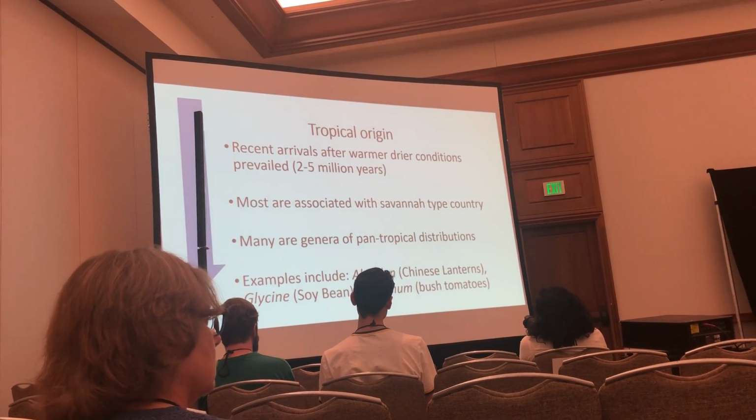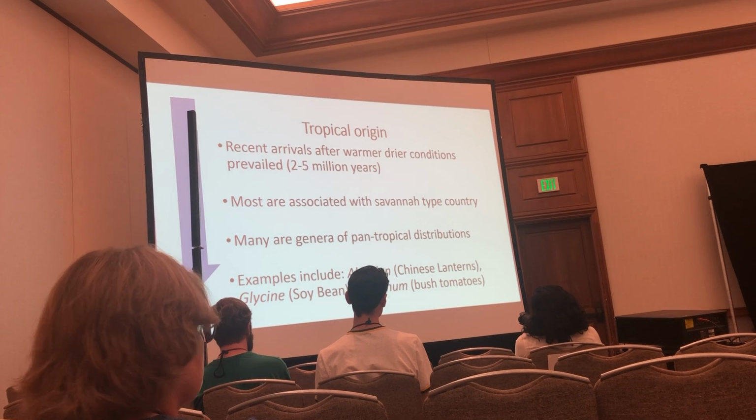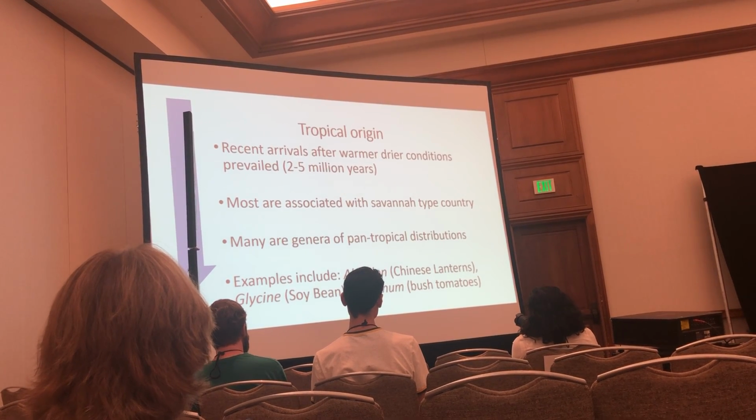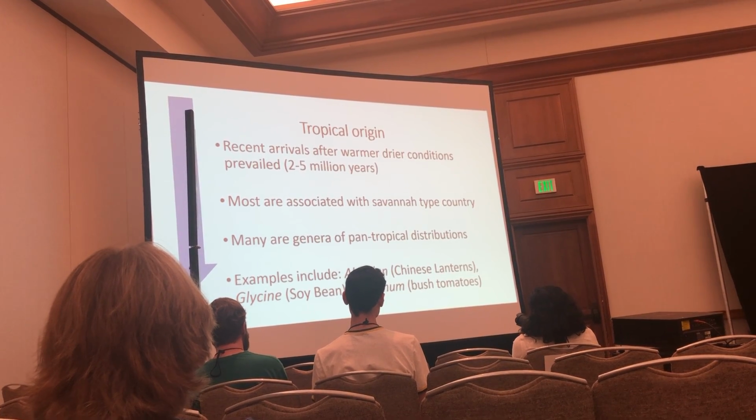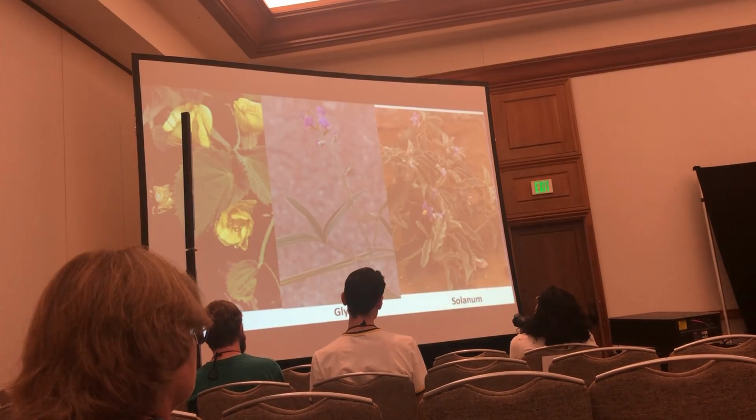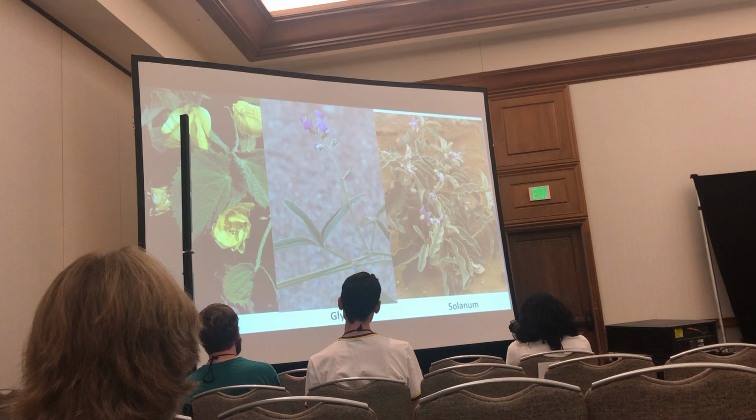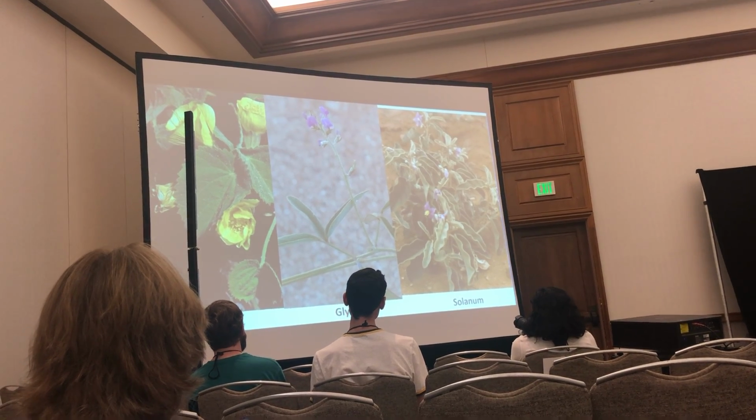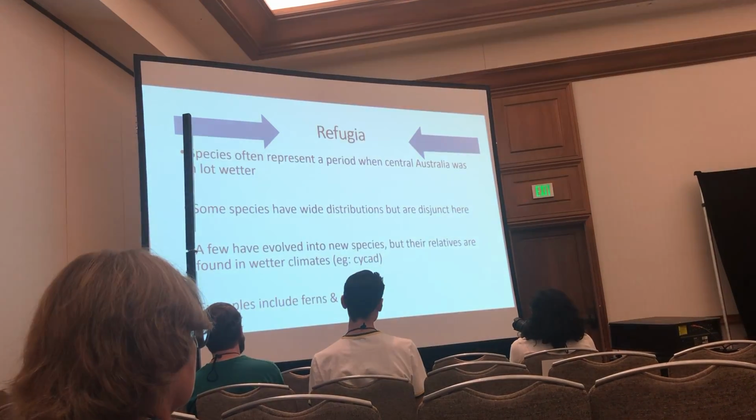The next one is tropical origin, basically 2 to 3 million years ago. It's associated with savanna country. Most of these genera, I pointed out, are pantropical. And here's some examples. A beautiful soybean and good old Sida that I work with in the Martine lab.